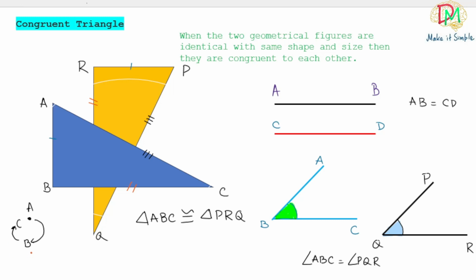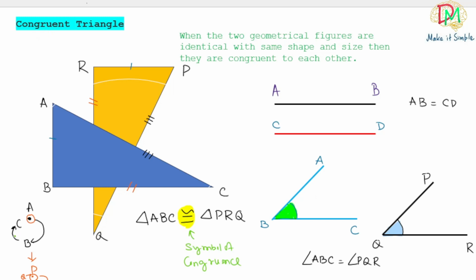And what are the corresponding parts of the PRQ or PQR triangle? The first corresponding point is P. This is the circle, you just draw it, P. Next is what? R. Next is Q. Congruency is denoted by this symbol.